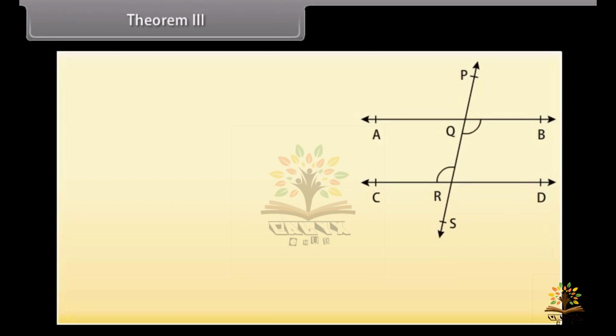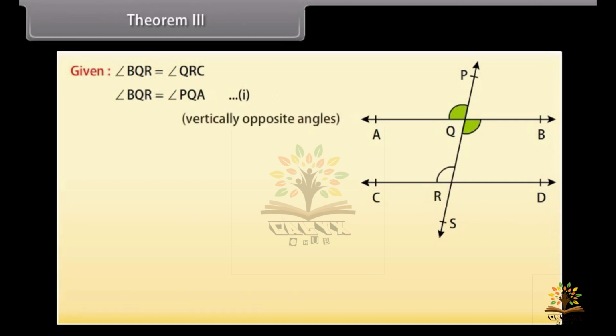Theorem 3. Now using the converse of the corresponding angles axiom, we can show the two lines parallel if a pair of alternate interior angles is equal. Come, let us check. Here the transversal PS intersects lines AB and CD at points Q and R respectively such that angle BQR is equal to angle QRC. Also, angle BQR is equal to angle PQA because these are vertically opposite angles. Mark it as 1.